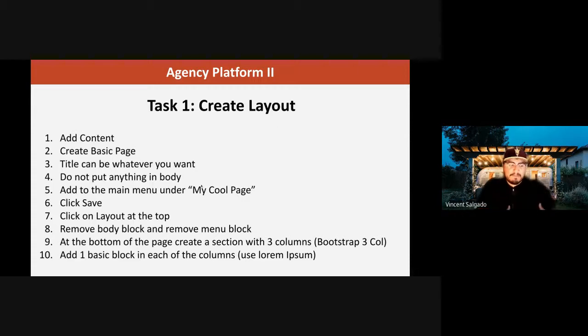Once you have that in there, go ahead and click on Layout at the top. I want you to remove the body block and then the main menu navigation, like how I did. And then at the bottom of the page, I want you to create a new section, choose Bootstrap column 3, add in 3 columns, and then add 1 block to each of those columns. If you want to keep it quick, just do the basic block for each of those, just so they're all side by side. How you want it laid out on mobile and tablet is all up to you, kind of what we went over.